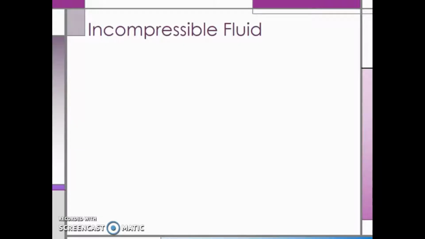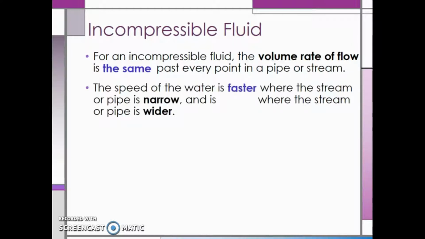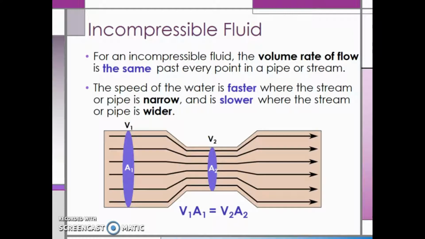In the previous videos, we were introduced to fluid flow and how to calculate flow rate. Now we are going to look at some applications of fluids. For an incompressible fluid, the volume rate of flow is going to be the same past every point in a pipe or stream. This means that the speed of water is faster where the stream or pipe is narrower, and the speed is slower where the stream or pipe is wider.